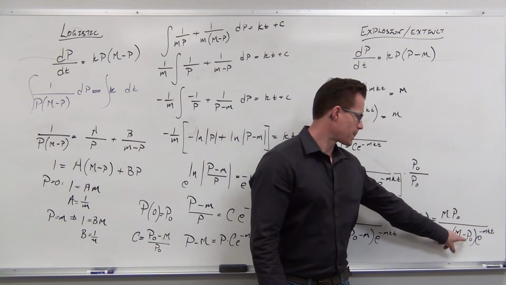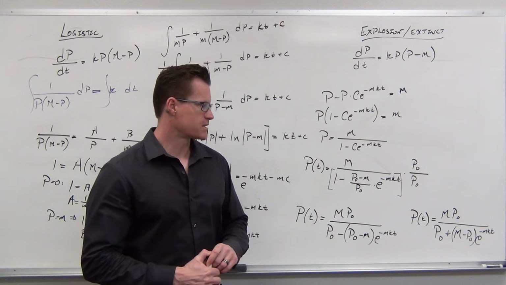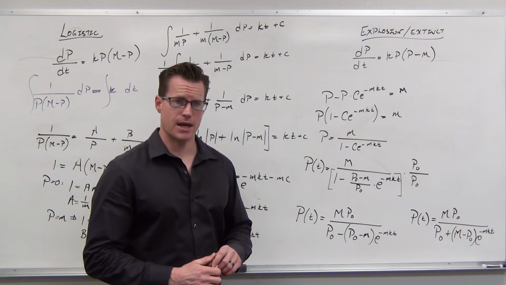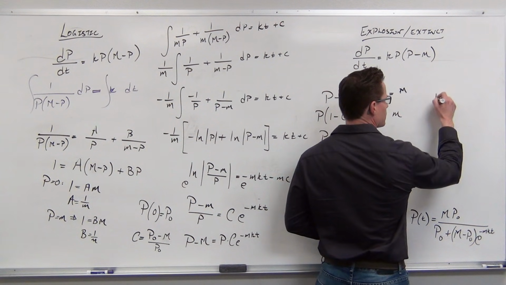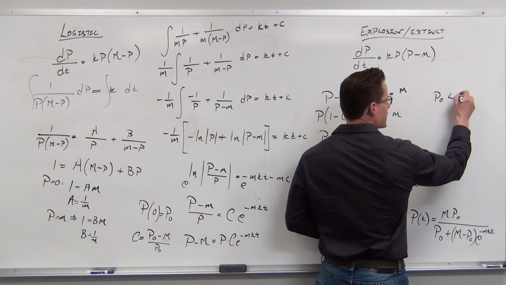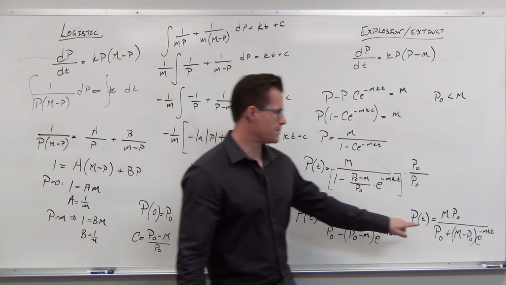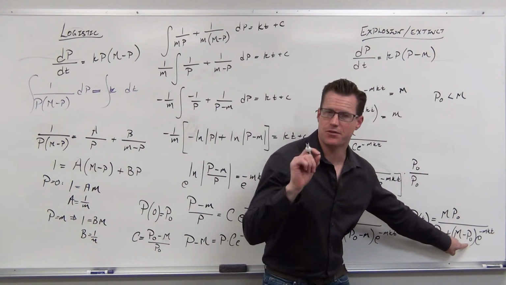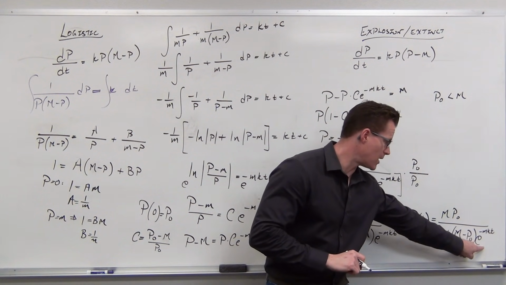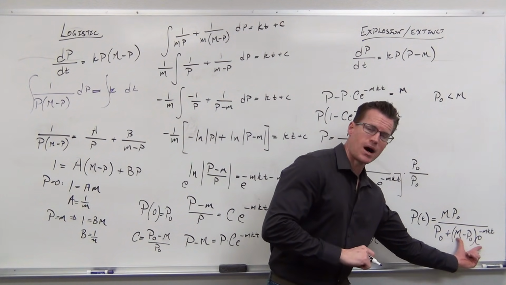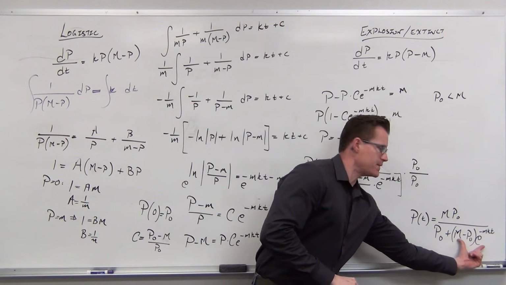What happens if p sub 0 is less than m? If p sub 0 is less than m, then this is a positive. Think this through. m minus something less than it would be positive. That's already a positive. Then this right here would be a positive number. What that means, if p sub 0 is less than m, then this is positive, right?